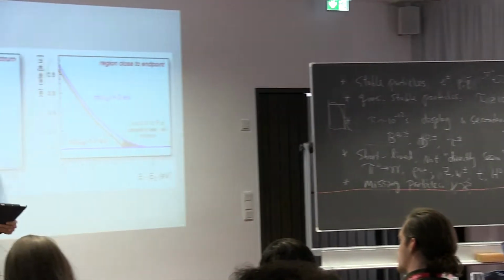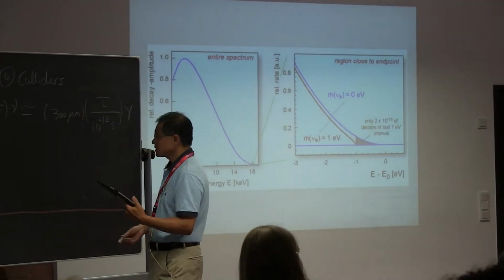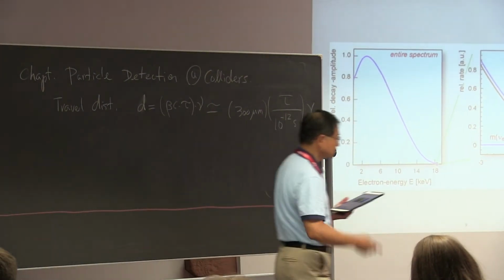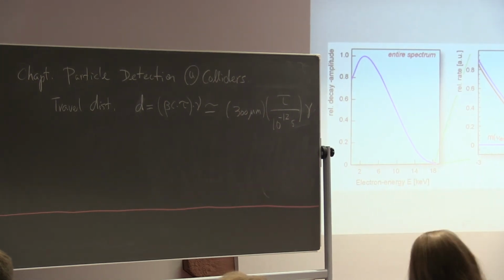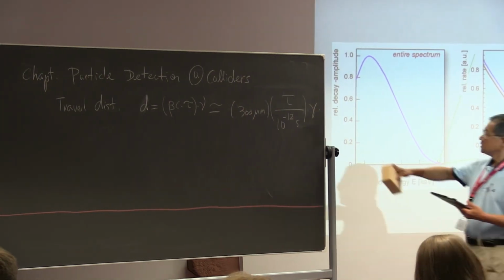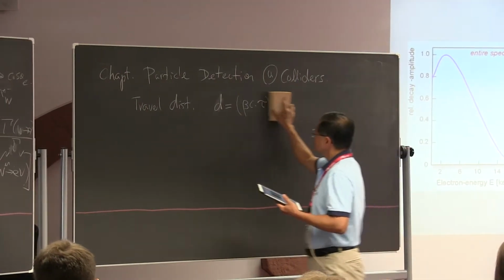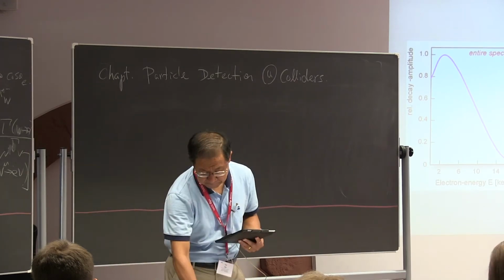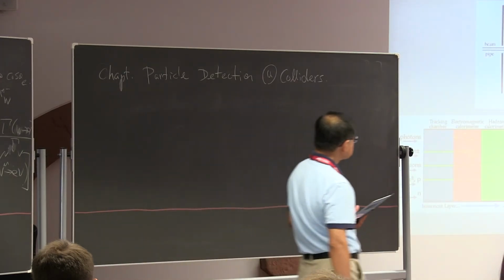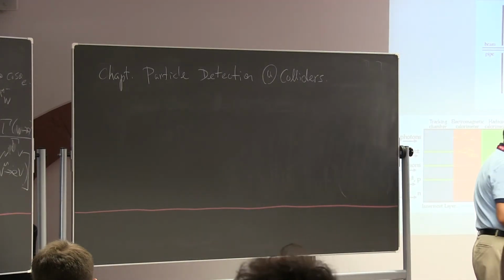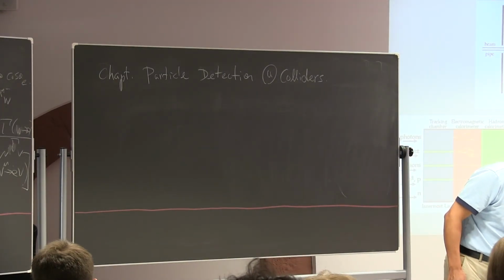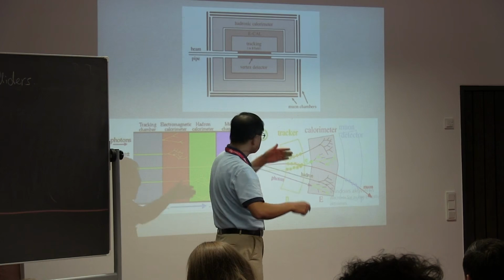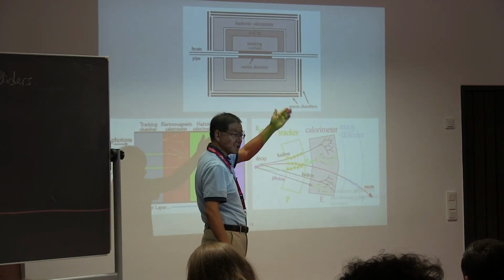So now let's see some detector components to pick up those features. Those features will come into different components. This is a general modern setting of the detector layout. The top one is essentially cylindrical. This is the cross-section cut.